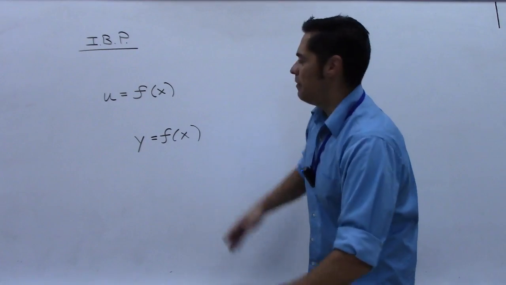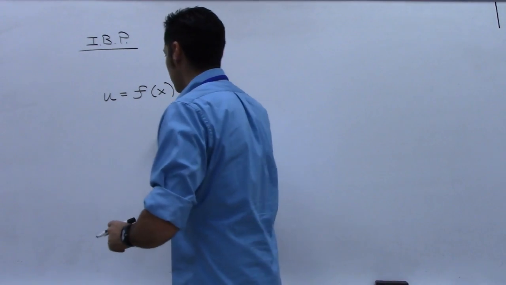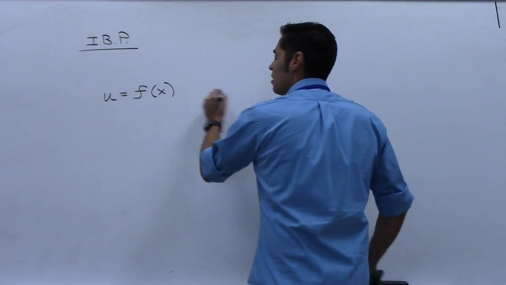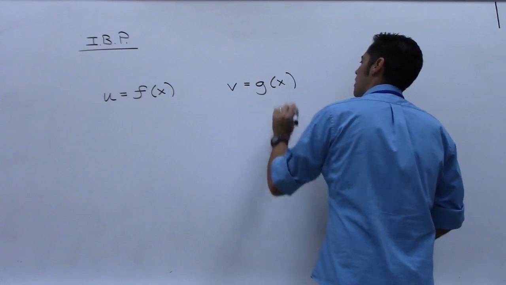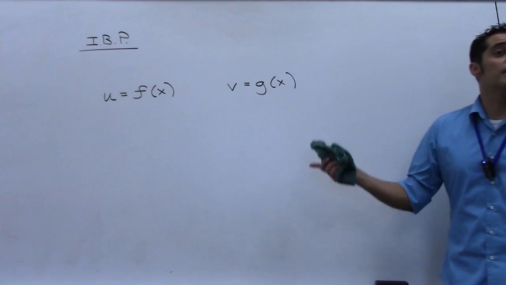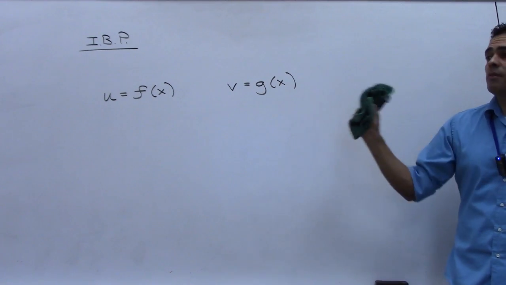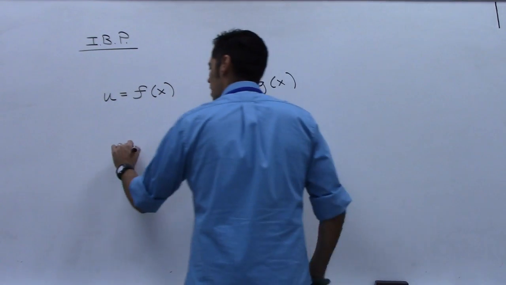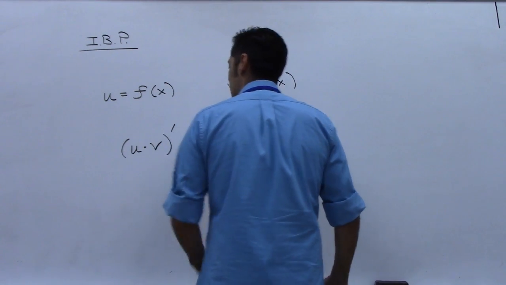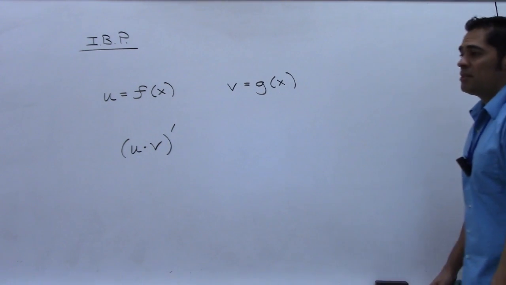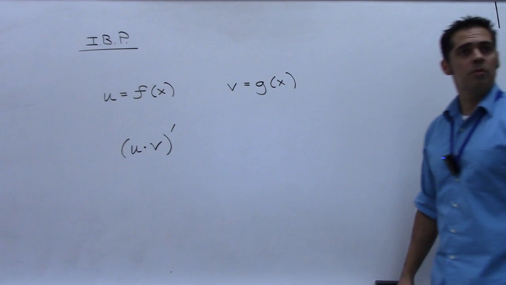Because y, we could graph it, but we could have called it anything, right? Let's call it u. And v is g of x. Then if we wanted to take the derivative of the product of these two, so if you say what's u times v, what's the derivative? You would use the product rule, wouldn't you?